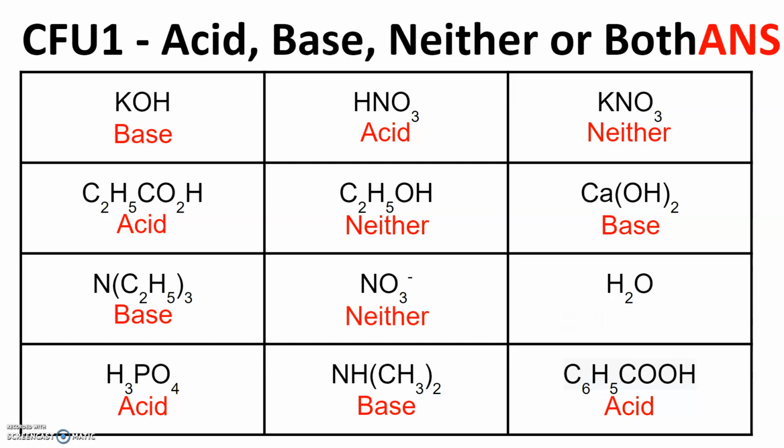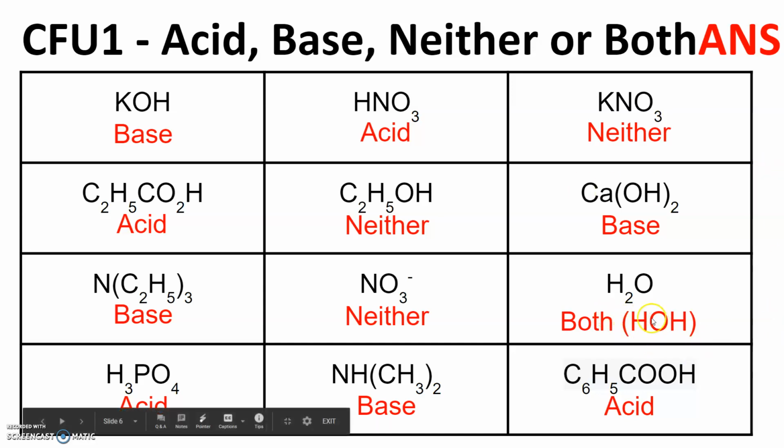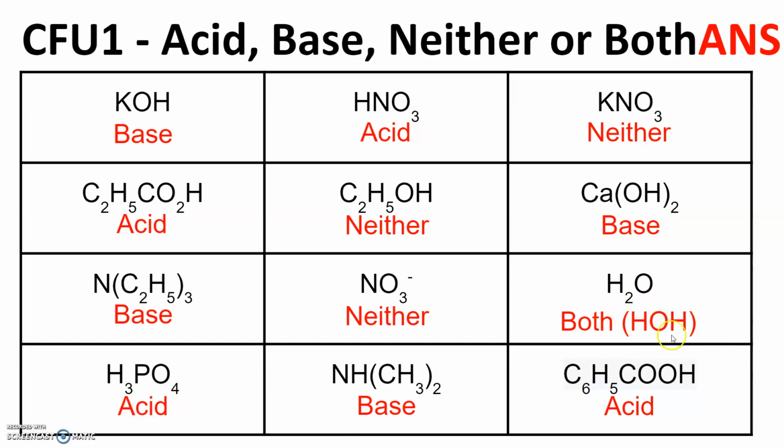Nitrate is neither an acid nor a base. And water, we'll find out later, actually can act as both an acid or a base. So in water, the one hydrogen can act as that acidic hydrogen that you will see in an acid, and then the OH group can act as the hydroxide that you see in a base.